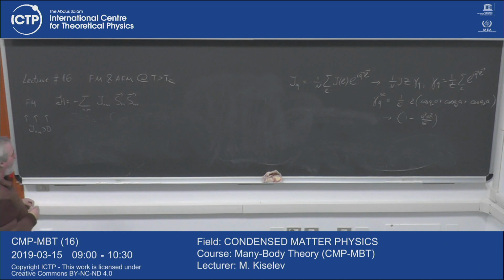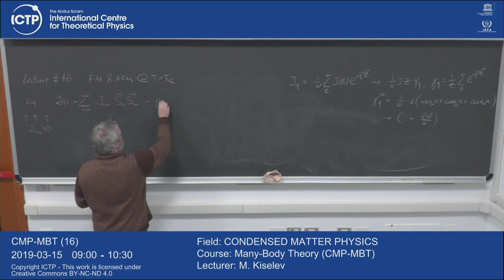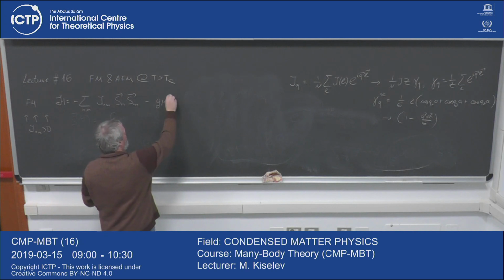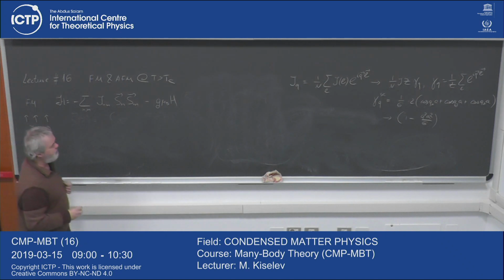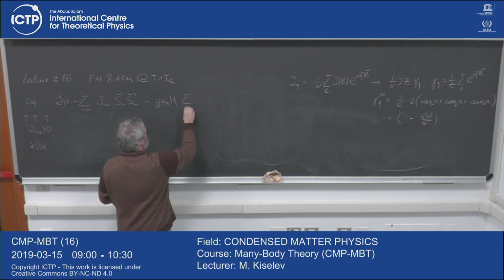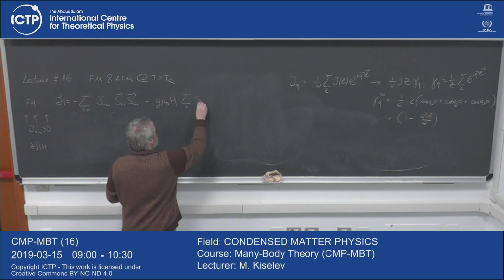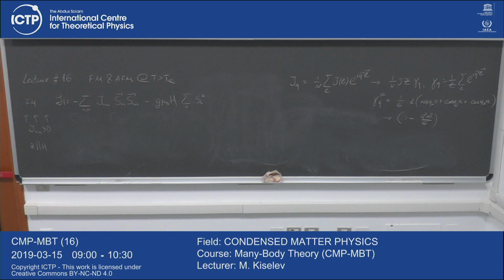So what I'm saying is, let's introduce a magnetic field to this model. If we do that, we have g mu_B H, with the quantization axis z taken along the direction of the magnetic field, times the sum over n of S_n^z. So this is the standard Zeeman term.